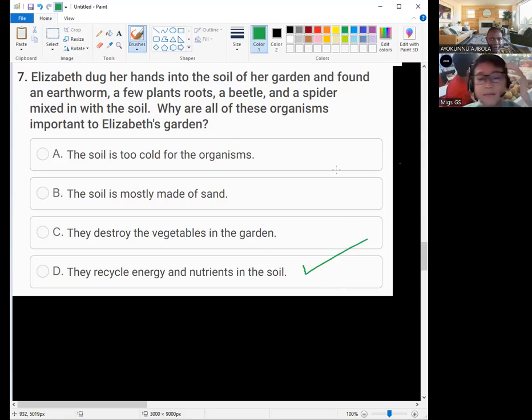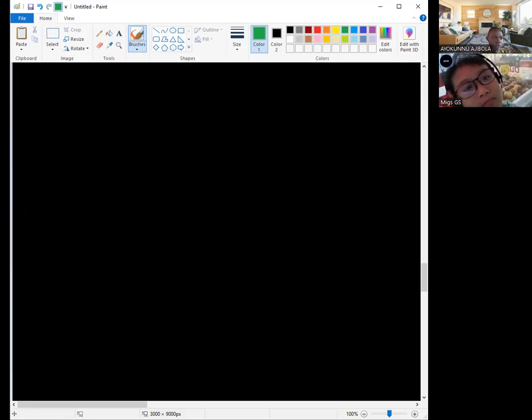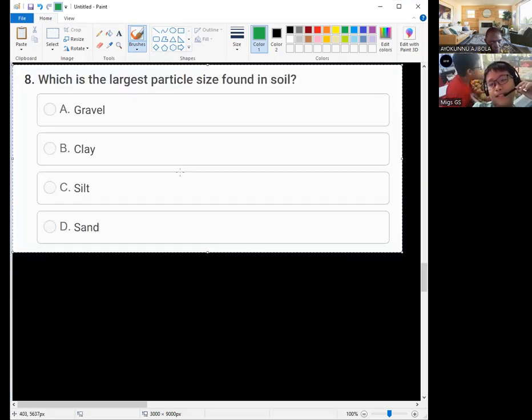Now the next question. Let me look at it. I want to talk about particles of rocks, okay? Now, we have mentioned some types of soil, but we did not mention anything about rocks. Which of the following has the largest particle in it? That is, which is the largest particle size found in the soil? Is it sand? Is it silt? Is it gravel? Option A, that's correct.